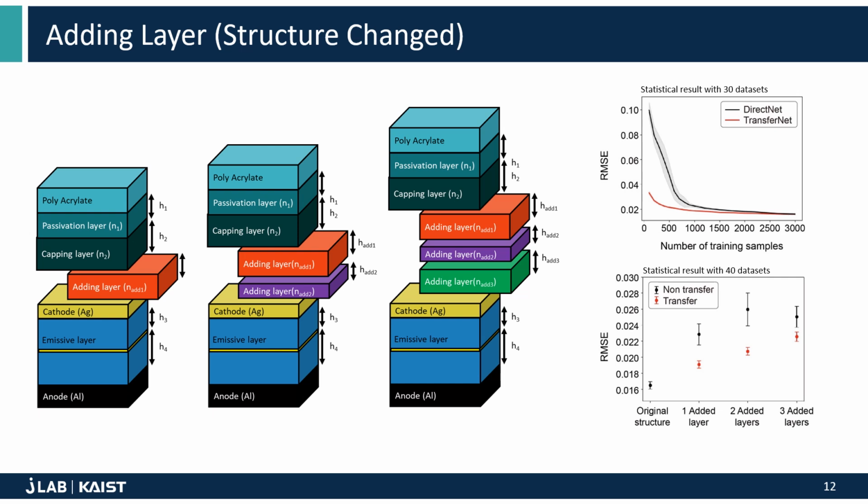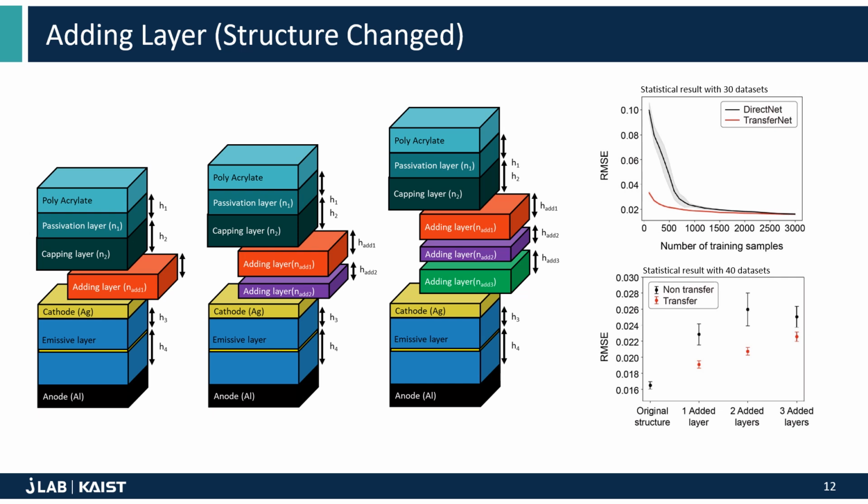So far, we've considered adding only one additional layer between the capping layer and the cathode. Now we extend this by adding 2 or even 3 layers in that region. As more layers are added, the difference between the LE spectrum of the original and modified structure becomes more pronounced. With a small training sample size, such as 500 samples, TransferNet consistently outperformed DirectNet in both accuracy and stability.